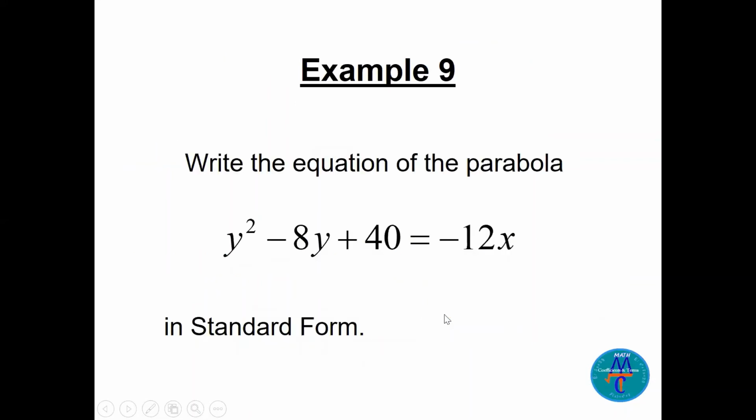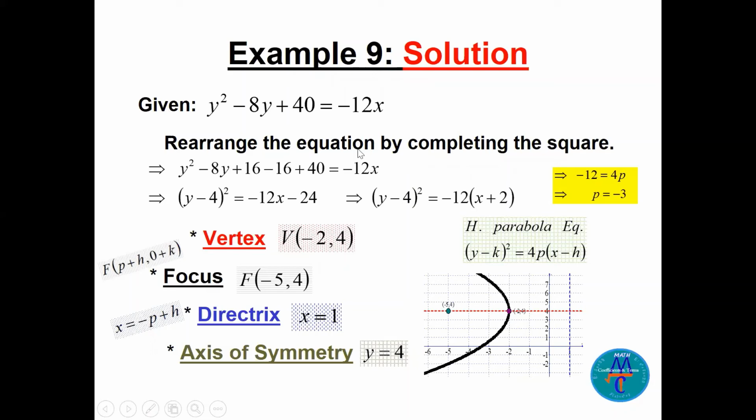Write the equation of the parabola y squared minus 8y plus 40 is equal to minus 12x in standard form. After that, you can find anything you like. You can find the vertex, the focus, the directrix, the domain, the range, the x-intercept, y-intercept, the graph. Now, remember, anything we have to write in standard form, when we have a square on the x or a square on the y, or both in other conic sections as we'll see later, you have to complete the square. So the whole idea here, rearrange the equation by completing the square. Remember, for completing the square, you have to have the coefficient of y squared or x squared equal to 1. If it is not 1, take out that number as a common factor. So now this is y squared, coefficient 1, minus 8y.